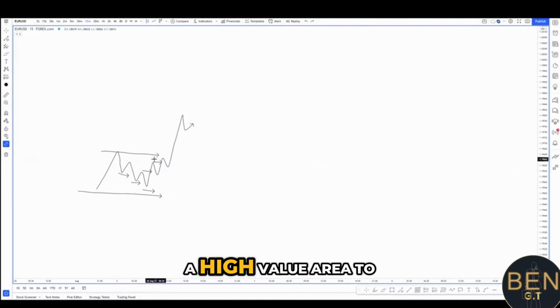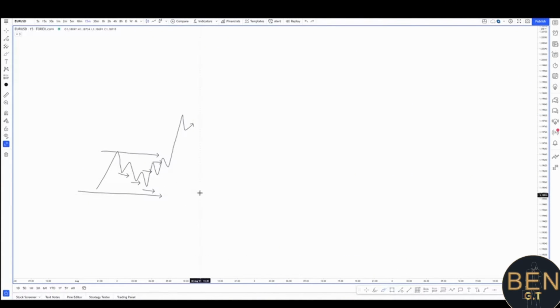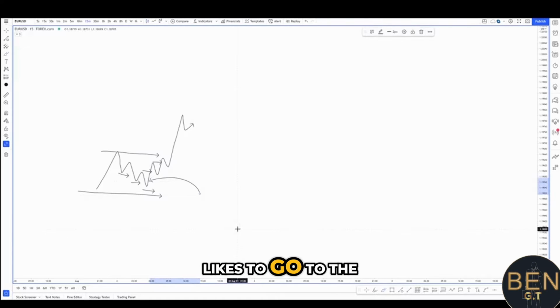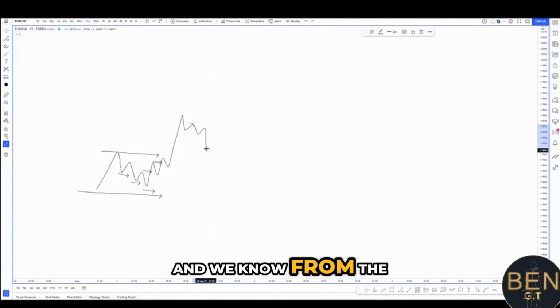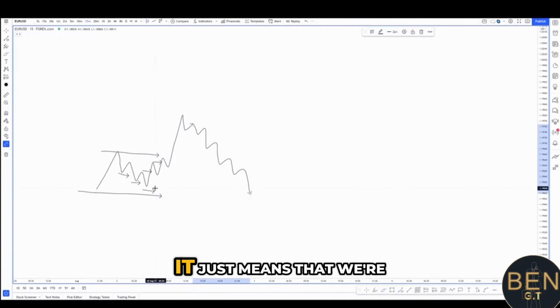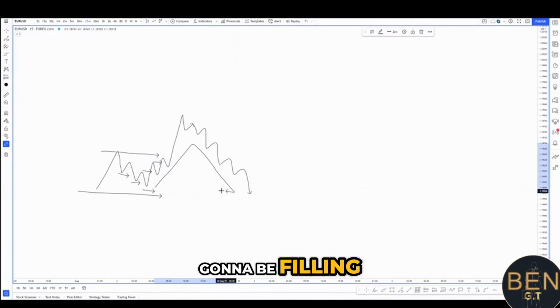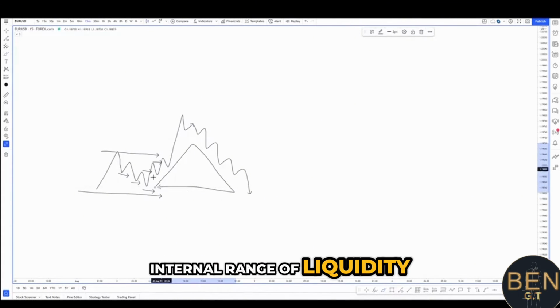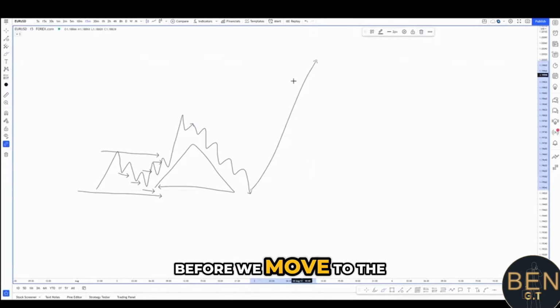And while that might be a high value area to look for buy setups, more often than not, price likes to go to the extreme. And we know from the liquidity videos, what does that mean? It just means that we're going to be filling internal range liquidity. We're going to fill a liquidity void before we move to the upside.